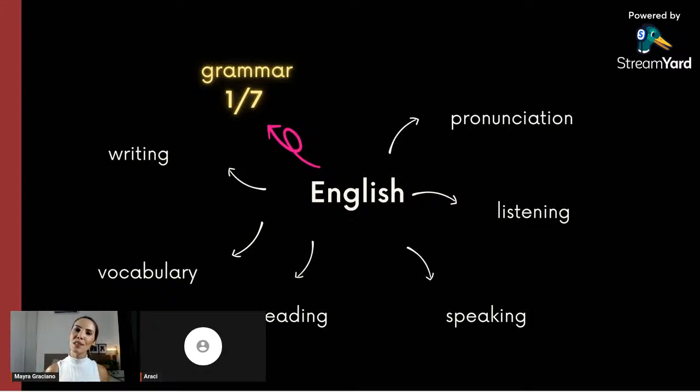Vocabulary is very important. How can you communicate if you don't have vocabulary, a solid vocabulary, a good basis of English? Writing is important too. So, reading and writing: reading information, writing messages, writing emails, and then the grammar. So you see, grammar is 1/7 of the whole package here when you consider speaking English. Does it make sense? Is that all right?